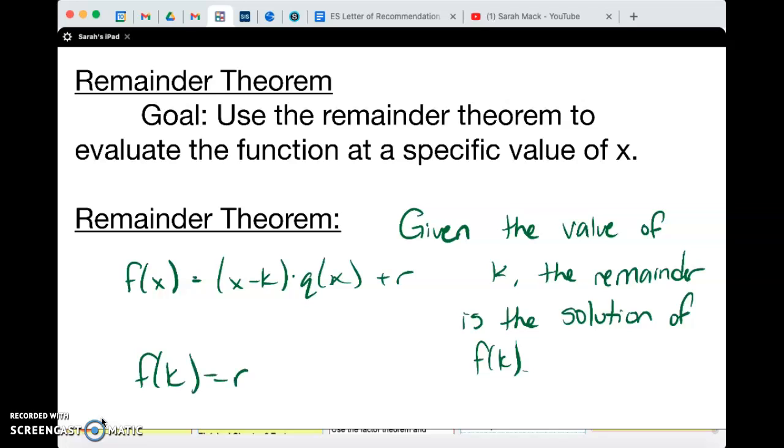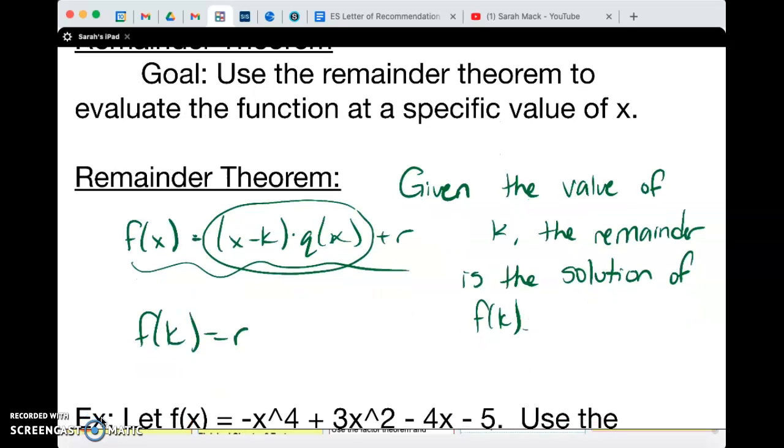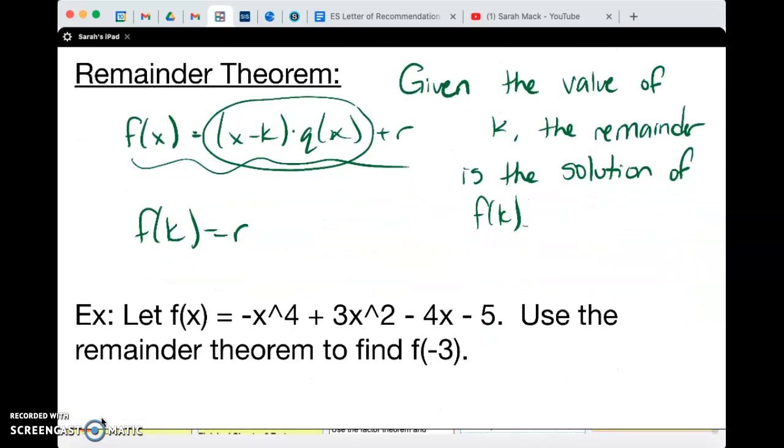So instead of directly substituting the k value in, I could use synthetic division, and the remainder is that function value. So I'll show you both ways to figure out what this actually means. But if I plugged in k into this piece, this whole term cancels out, because k minus k is 0, and that's why it's equal to just the remainder. Okay? So we're working with remainder theorem, still doing synthetic division.